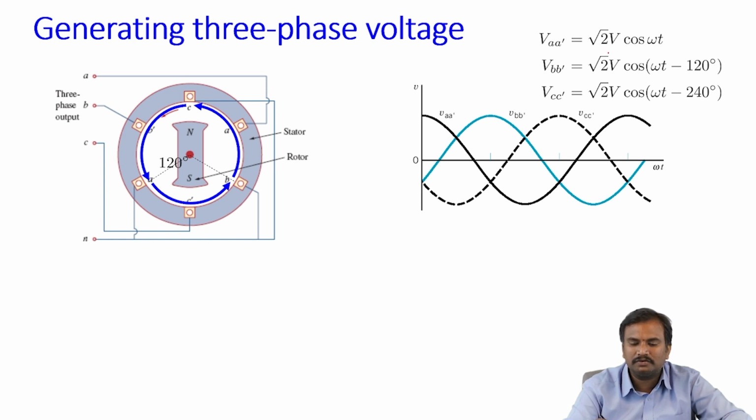VAA dash is equal to Vm, the maximum voltage, which is represented as root 2 into V, because V is the RMS voltage, root 2 V cos omega t. VBB dash is equal to root 2 into V cos (omega t minus 120). VCC dash is equal to root 2 into V cos (omega t minus 240 degrees).